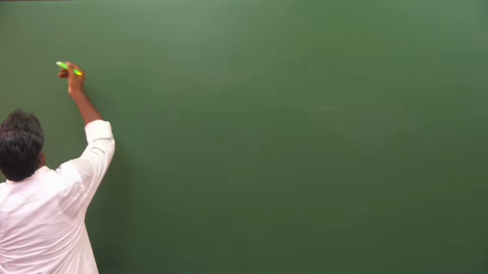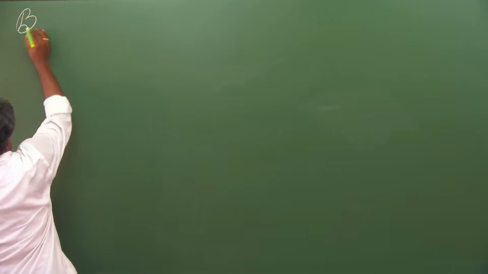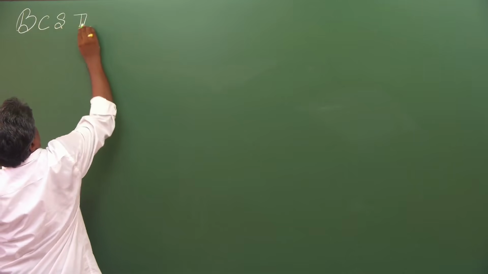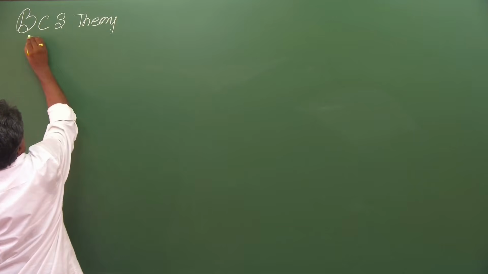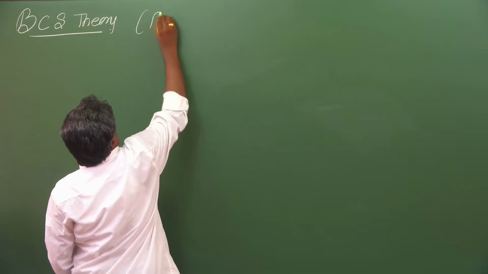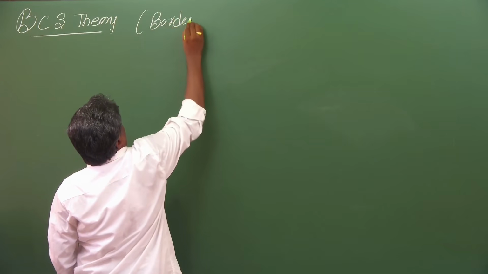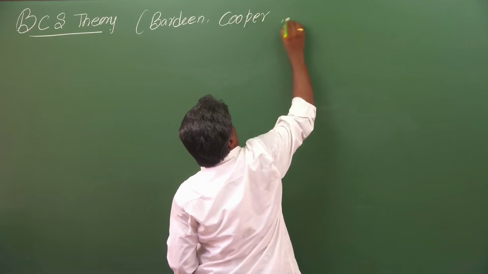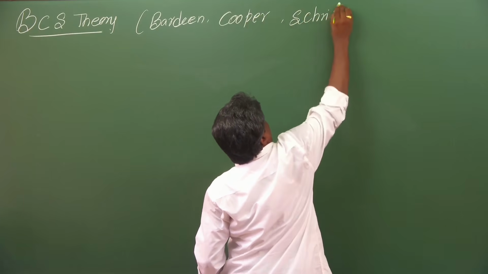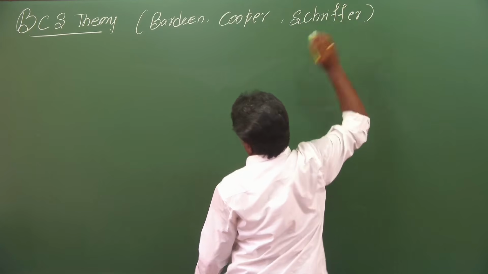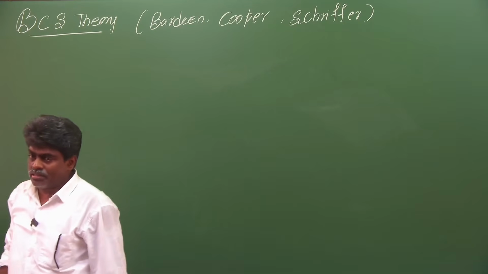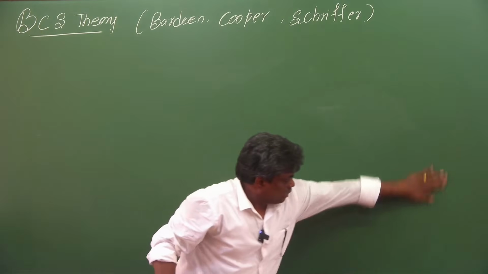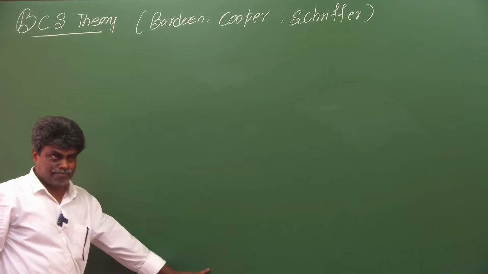So this is the Nobel lecture, I think. They got the Nobel Prize for BCS theory. Three scientists, what are those? Bardeen-Cooper-Schrieffer. These are the three people who got the Nobel Prize. Okay, ready. So what is this BCS theory?